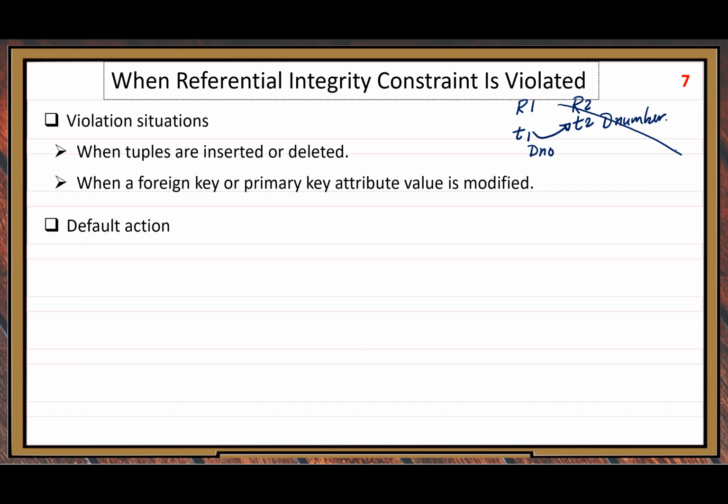Default action. Then we need to consider the action here. If you do not tell the DBMS to do anything special, it takes the default action. So what is the default action? Reject the update operation that will cause a violation. That's the default, because you do not tell it how to fix a violation when the DBMS detects one.